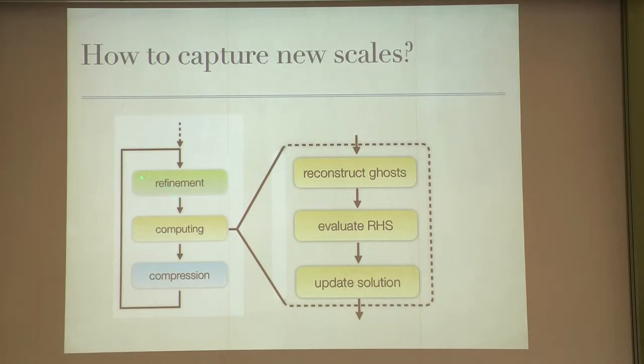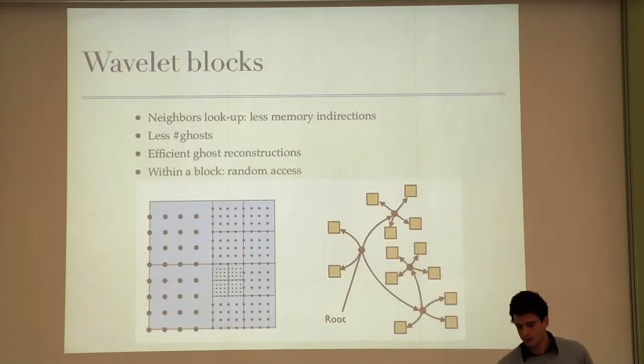Now, for this step here and this step here, you try to minimize the cost, because that's the overhead that you have to maintain the grid adapted. So what you want is that this step here and this step here take overall less than 10% of your total time. And inside the computing step, the first thing to do is to reconstruct the ghosts, and then we have a very expensive evaluation in terms of arithmetic operations, and then we are going to update the solution. So I'm going to discuss this now.